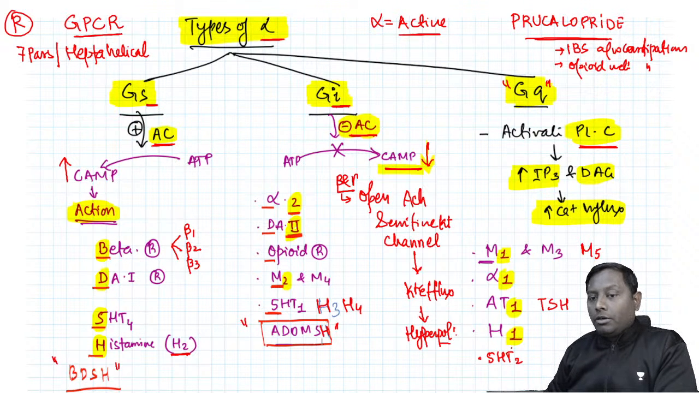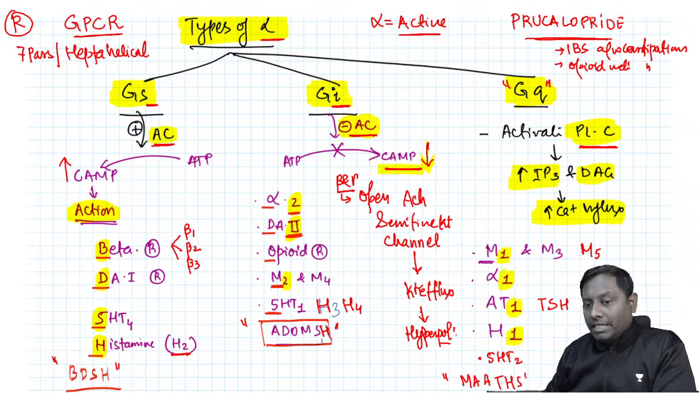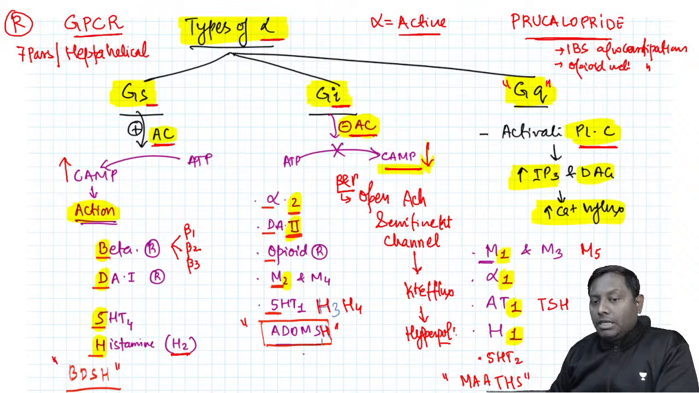So how are you going to remember all the Gq? Again, a very simple mnemonic that you should know: MAATHS, maths. So the whole story says that Badshah Adams ka maths is questionable. Why questionable? Q for questionable. Badshah Adams ka maths is questionable, right? Maths will be M1, M3, M5, all the odd numbers of the muscarinic receptor, alpha 1.